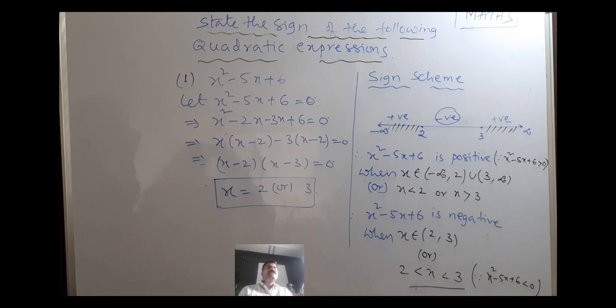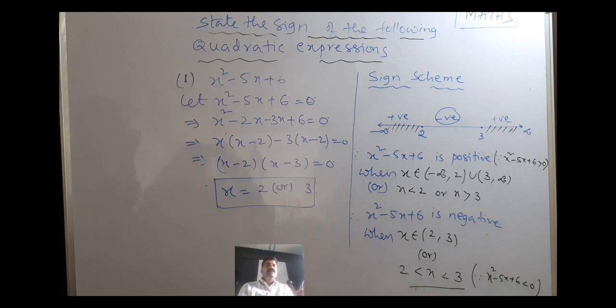Hence the given expression x square minus 5x plus 6 greater than 0 is positive when x belongs to the open interval (minus infinity, 2) union the open interval (3, infinity). If not, the same thing we can also write as when x is less than 2 and when x is greater than 3. Also, the given expression is negative when x belongs to the open interval (2, 3), that is, 2 less than x less than 3.